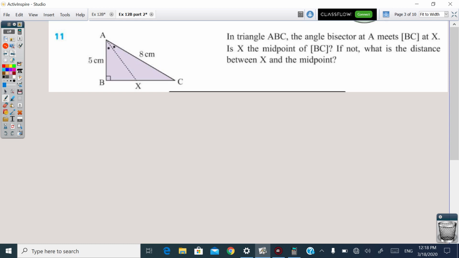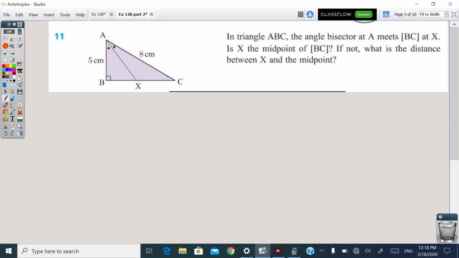Here we have a right angle triangle ABC, and we have an angle bisector at A that meets BC in X. The question is, is X the midpoint of BC? And the answer is no, certainly not. Because this can only happen if the triangle was isosceles based on the previous theorems that I had just presented. AC is not the same length as AB, so the bisector of the angle is not the bisector of the base BC. So what's the distance between X and the midpoint?